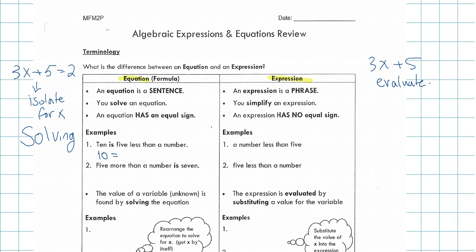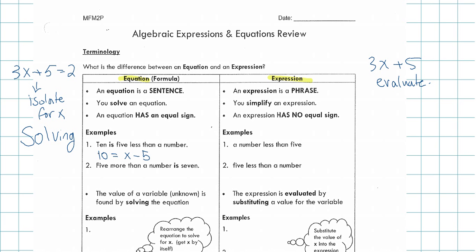5 less than a number. What's the number? Any number. x. I don't know what the number is. So 10 is 5 less than that number. So that's going to be x minus 5. So my number and 5 less than that number. Okay? What's 5 less than 15? What's 5 less than 20? What's 5 less than 13?